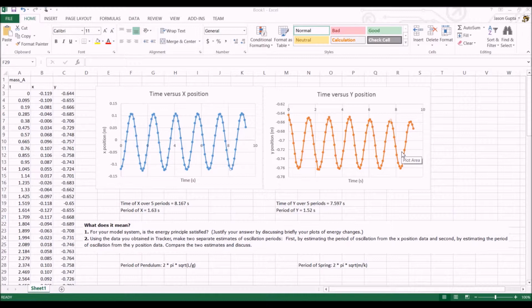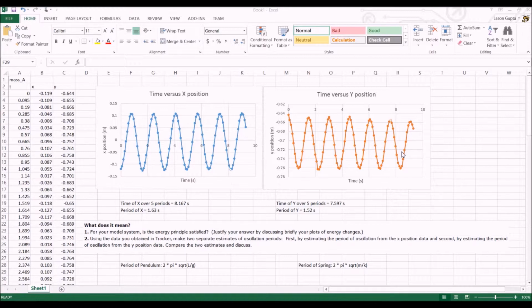Second, let's compare the two separate estimates of oscillation periods. Using the data from Tracker, I graphed the two estimates of oscillation periods. Since x is based on pendulum motion and y is based on spring motion, they have different periods. Using these graphs of motion versus time, I found the time it took to complete 5x and 5y periods. Then, by dividing by 5, I estimate each period. The period of x was close to 1.63 seconds, and the period of y was close to 1.52 seconds.